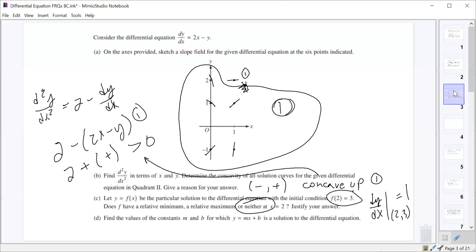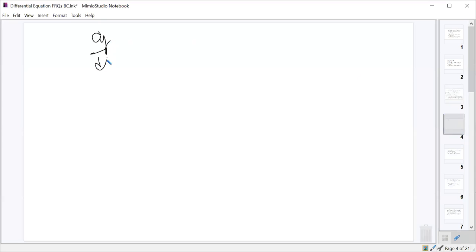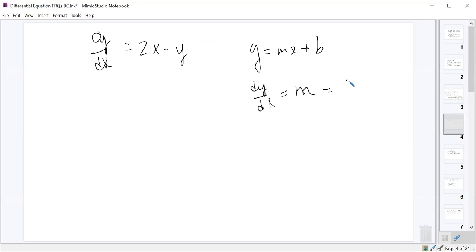All right. And then part D, find the value of the constants m and b for which y equals mx plus b is a solution. So we've got dy dx equals 2x minus y, and we want y equals mx plus b to be a solution to that differential equation. That tells us that dy dx should be equal to the derivative of this. So this dy dx is just m. So that tells us that m should equal 2x minus y.